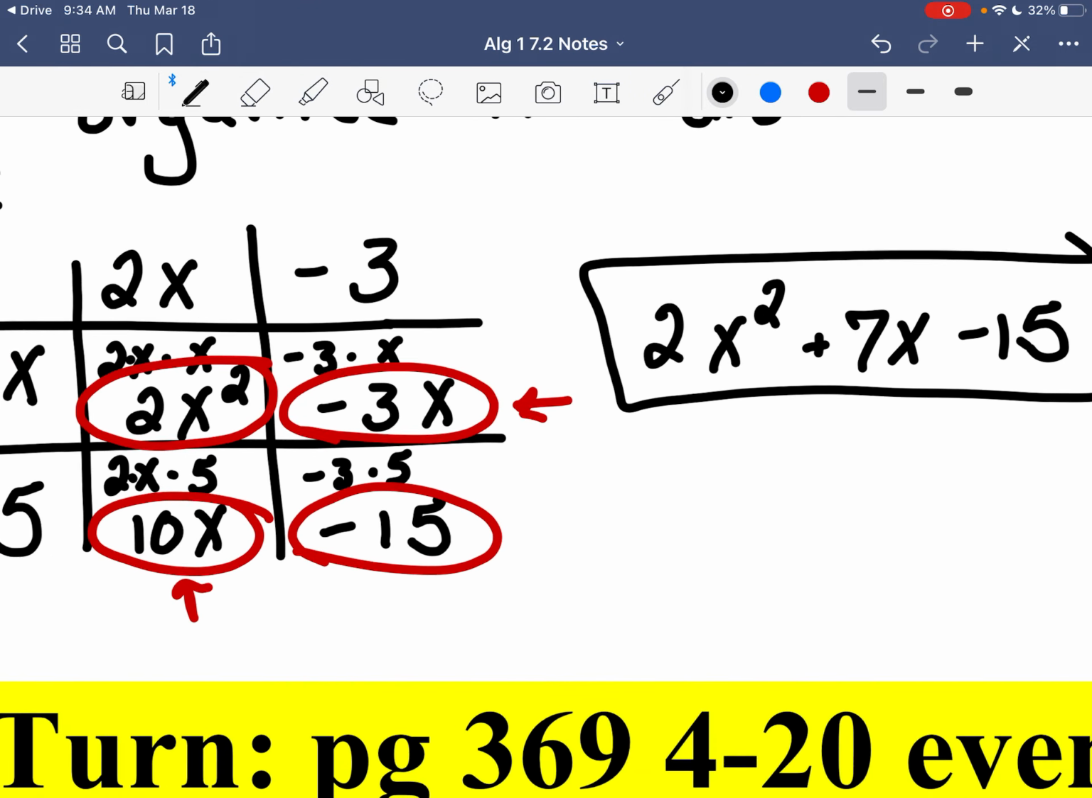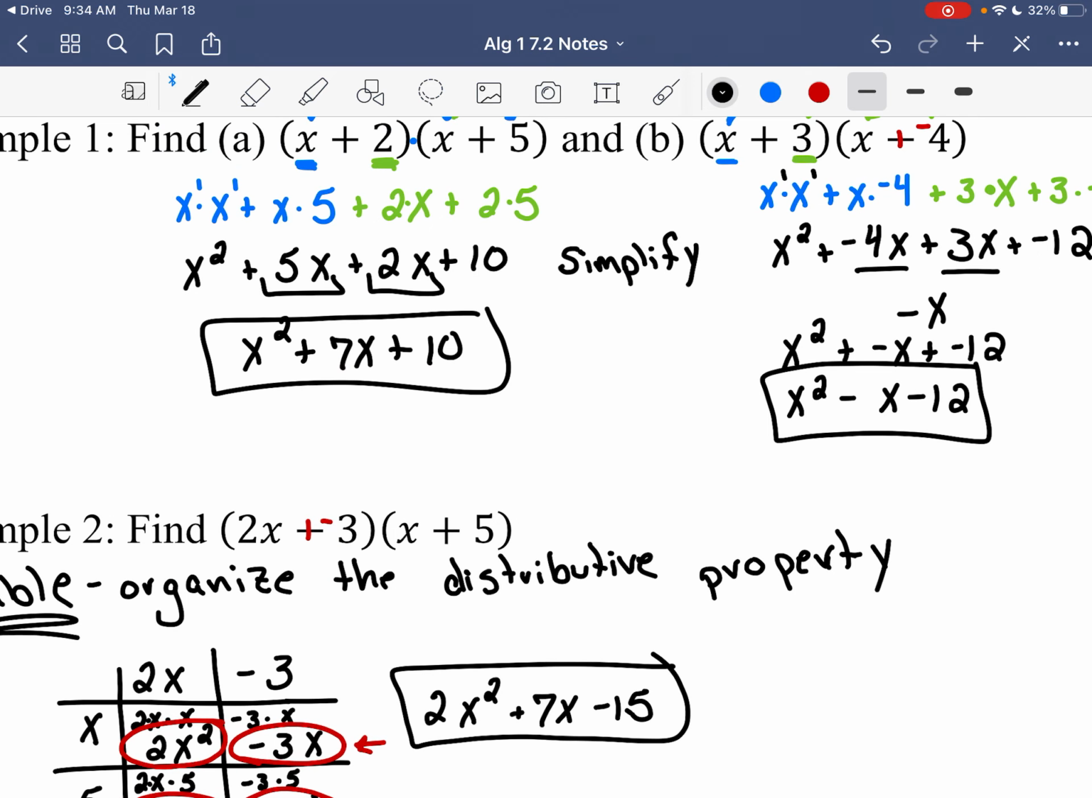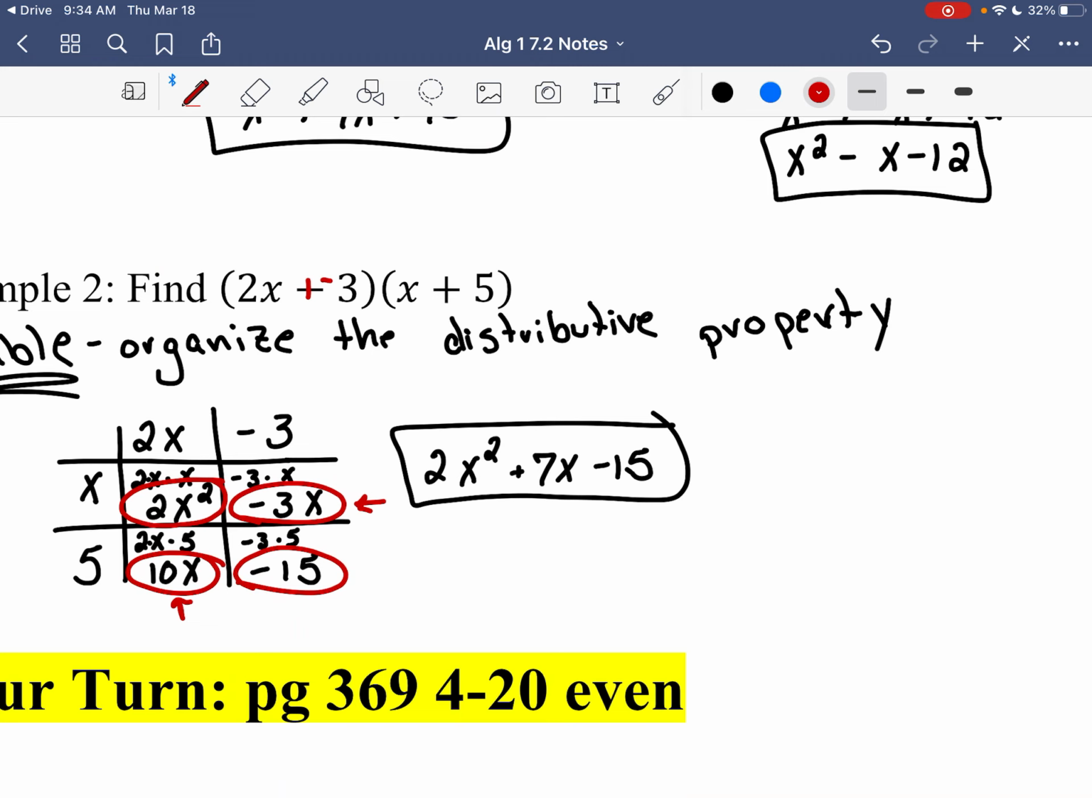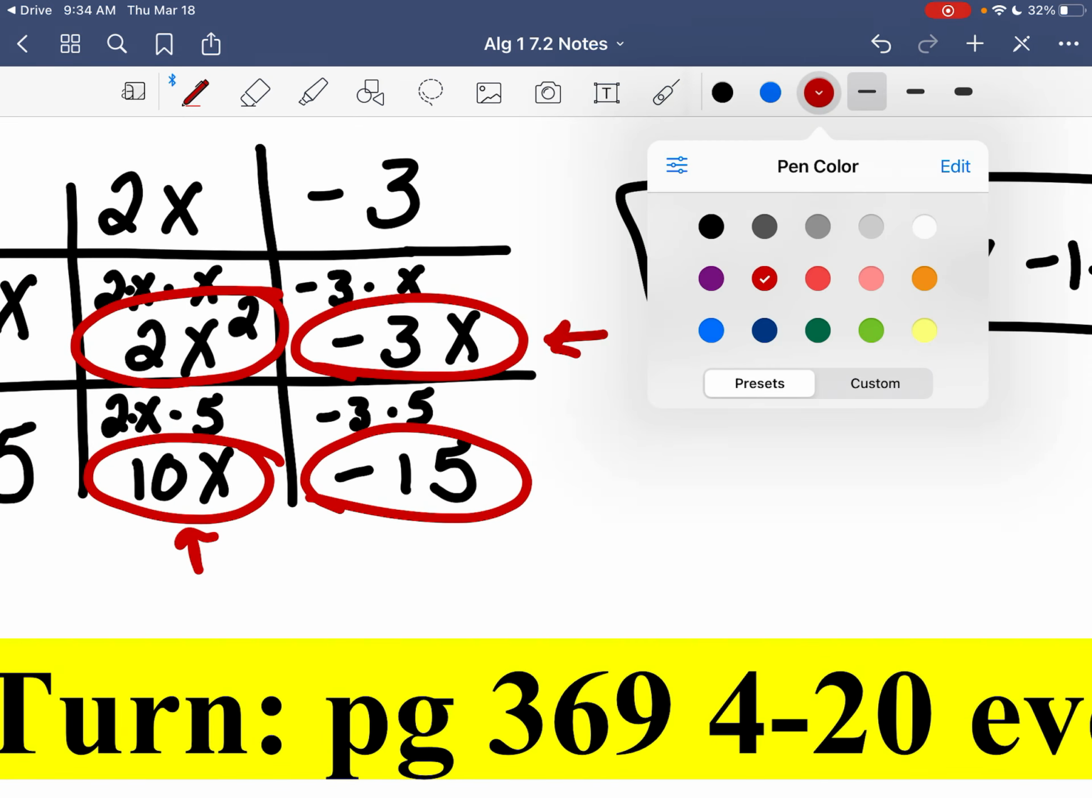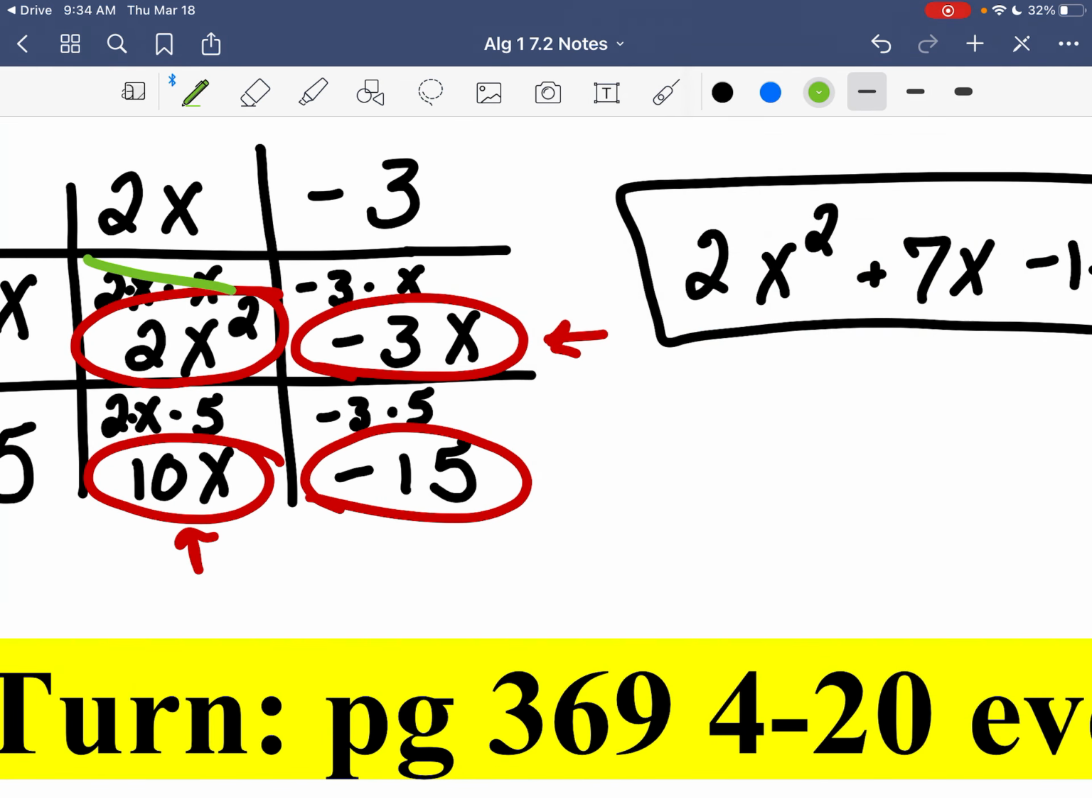Okay. What I have circled in red would have just given me this piece right here. Many times we do the multiplication in our head and don't write those pieces. But I like to write them, especially when starting out, so I can see where they're coming from.